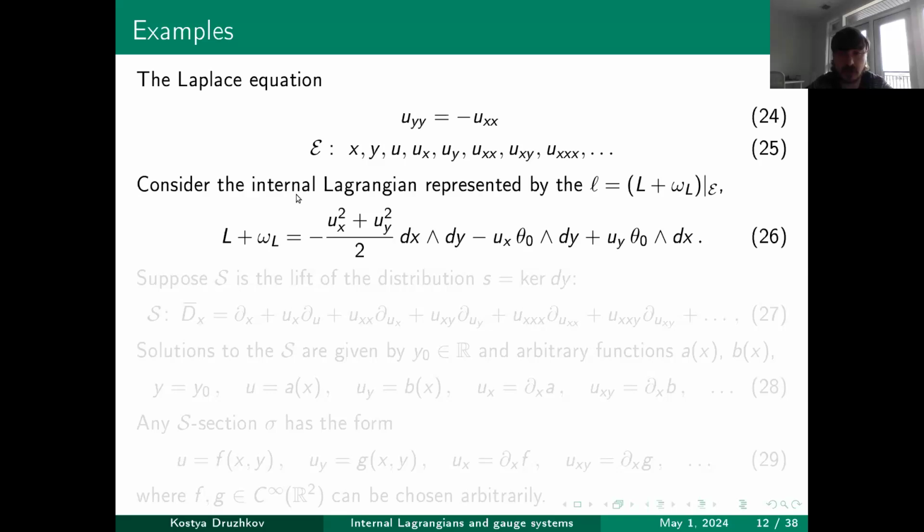Let's consider the internal Lagrangian represented by the form L, the differential form that is the restriction of the differential form 26 to the equation manifold. It's easy to see that the first summand here is just the Lagrangian of the Laplace equation, while the second and third terms constitute the corresponding form omega L. So here we have nothing but integration by parts. We use just the Noether identity, and maybe I forgot to say that the Noether identity is nothing but integration by parts. We consider the left-hand side, that is the derivative, and just use integration by parts and obtain the corresponding form omega L. Of course, this form omega L is defined ambiguously, but we can use the corresponding equivalence class, at least.